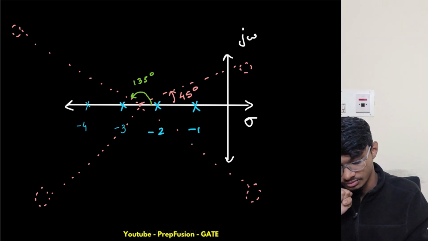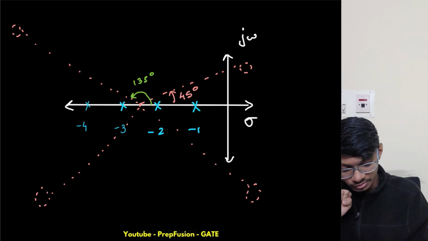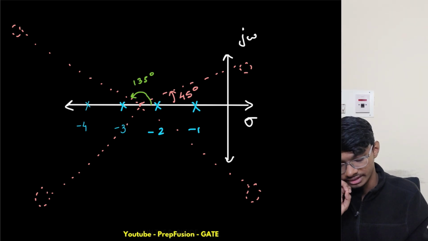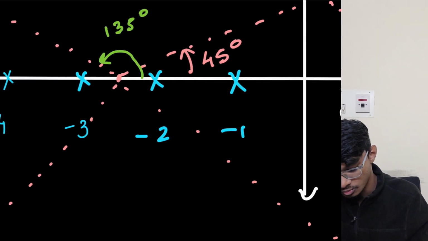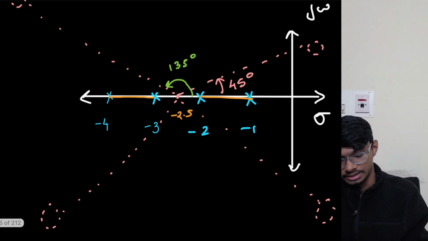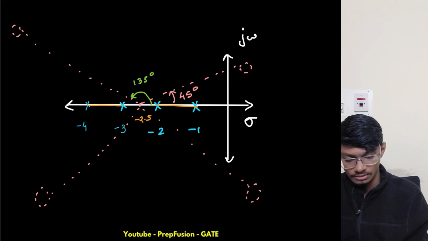So I hope you understand the centroid, right? Centroid is where all the asymptotes meet on the real axis. Although you can see this is not a straight line, this is a rough diagram. But here, where all the asymptotes meet, this is 2.5, and this is the centroid. And these are my ranges of the real axis where my closed loop poles will lie, right? So I hope you got it.